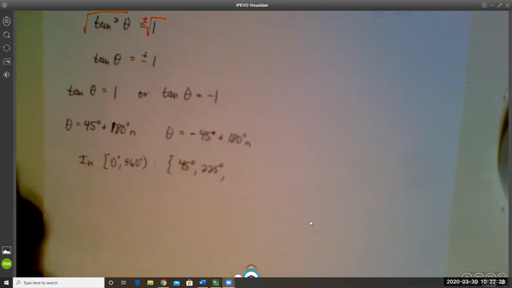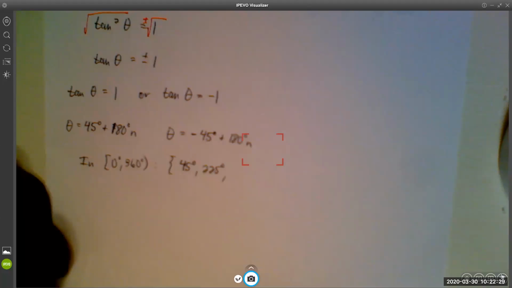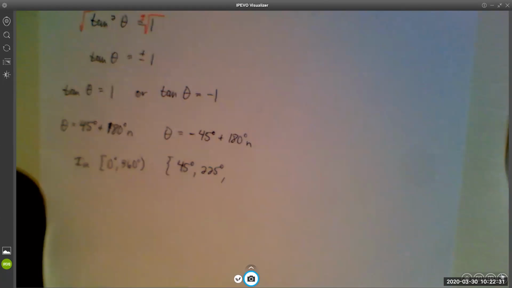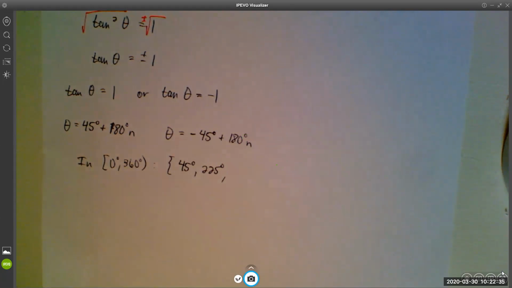This has gotten blurry all of a sudden, so let me try to fix that if I can. There we go. Hopefully that's a little better. Might help if I get other things out of the way.